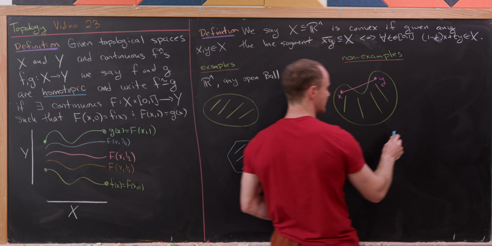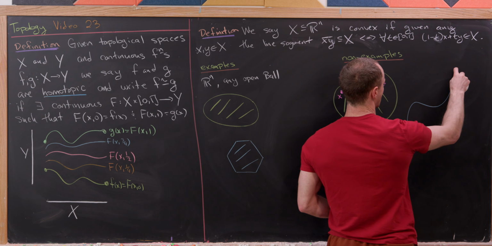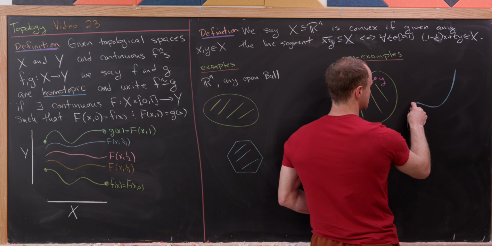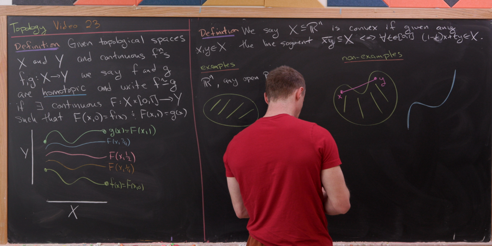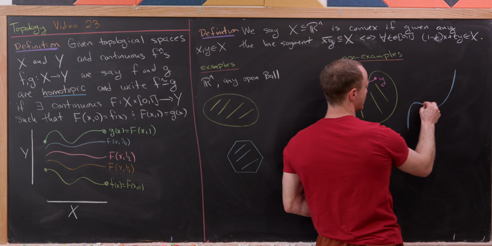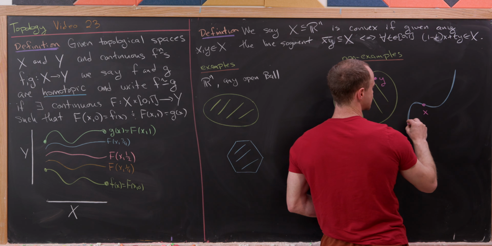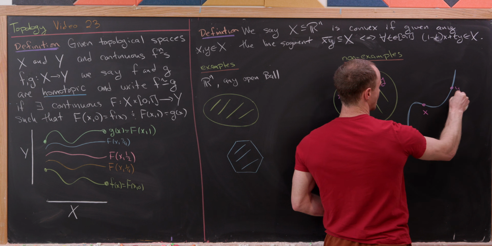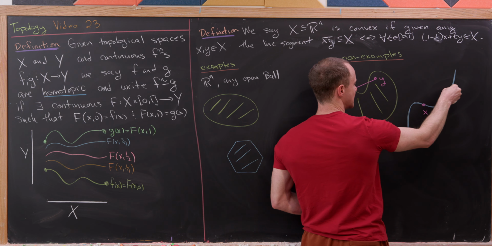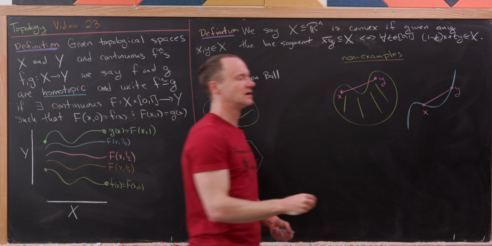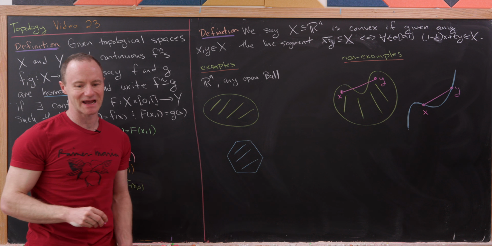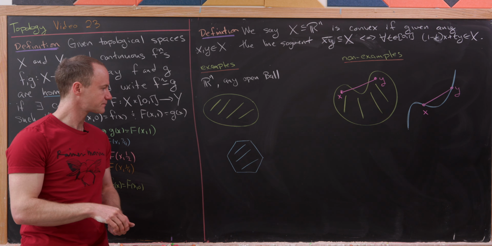Another example would be simply to embed a curve into R2. So here we've got a curve inside of R2, and we pick perhaps this point right here, X on the curve, and this point right here, Y on the curve, and we'll see that the line segment between them is pretty clearly not totally contained inside of the curve.